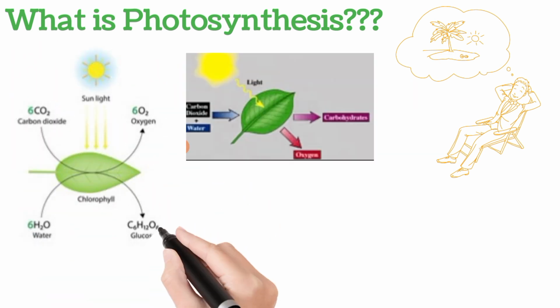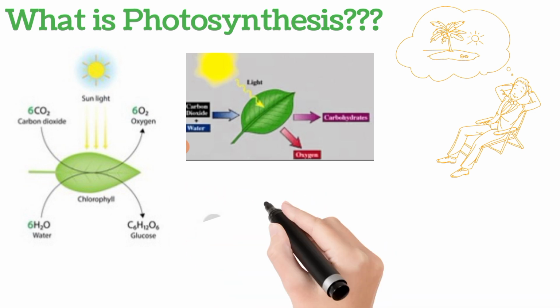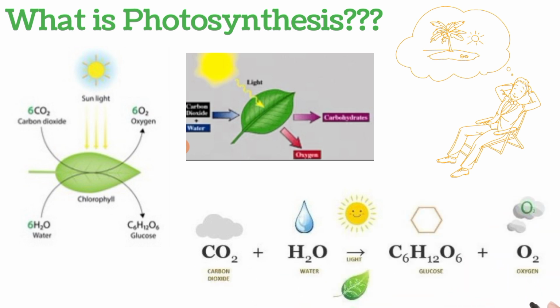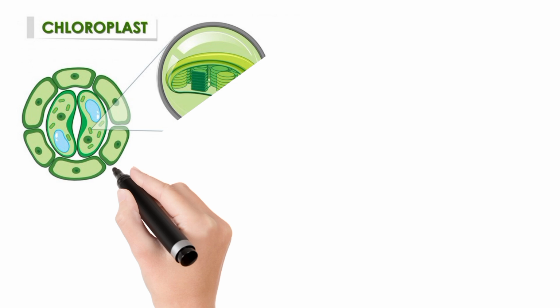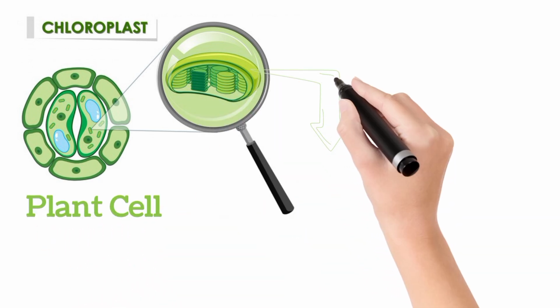What is photosynthesis? Photosynthesis is a process where green plants use sunlight to convert water and carbon dioxide into glucose and oxygen. The simple equation looks like this. This process happens inside tiny structures called chloroplasts, which are found in plant cells.